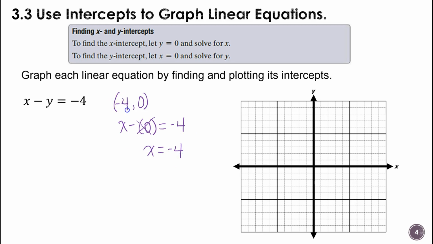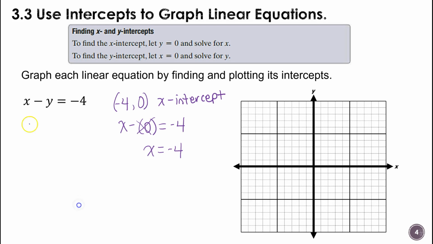So my x-intercept is at (-4, 0). I'm going to write this: x-intercept. These are not hard to find, but it's remembering how. It's always involving putting zeros in.